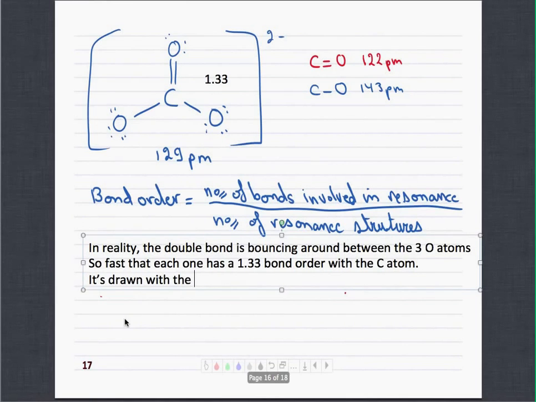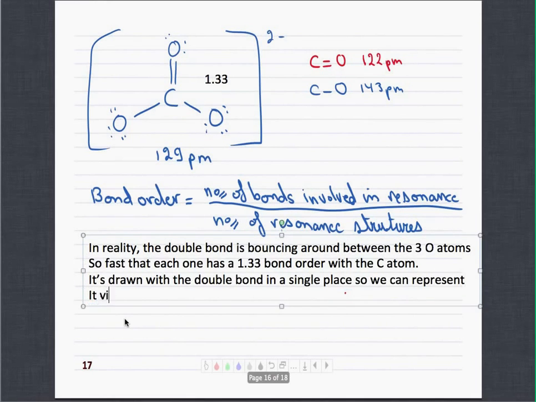equal to the number of bonds involved in resonance over the number of resonance structures. Okay, what does that mean? Let's do an example, which is this one. How many resonance structures does carbonate have? We just did that. 3 resonance structures. How many of those bonds are involved in resonance? It's 1, 2, 3, 4. These 4 bonds are involved in this whole resonant thing.